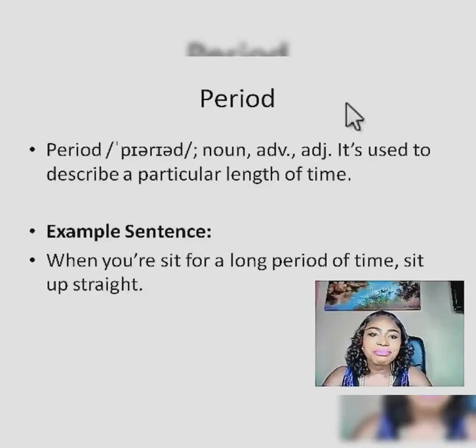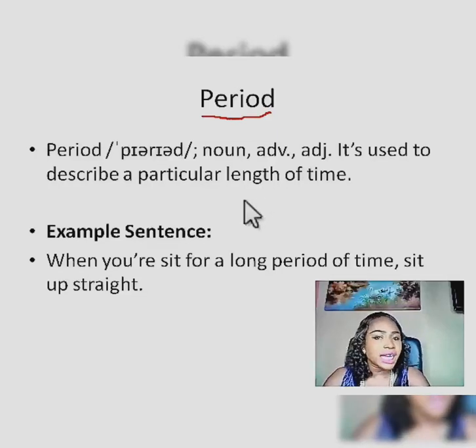Okay, let me select my marker. Just give me a few seconds. Okay, so here we have the word that we pronounce period. These words can be noun, adverb, or adjective. It is used to describe a particular length of time.